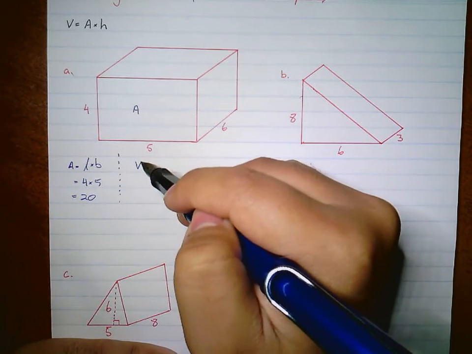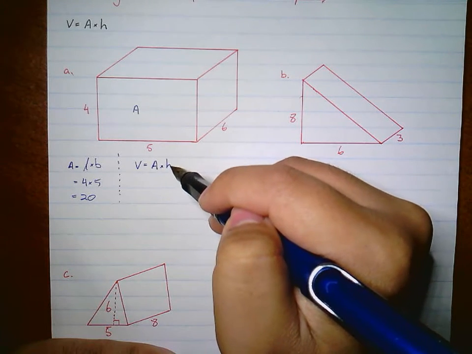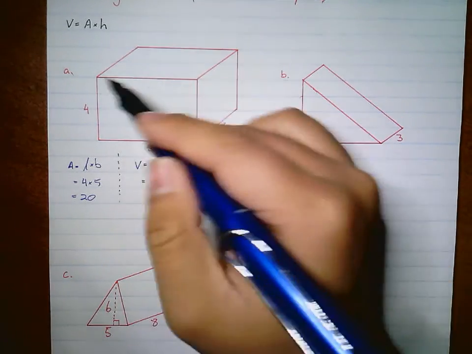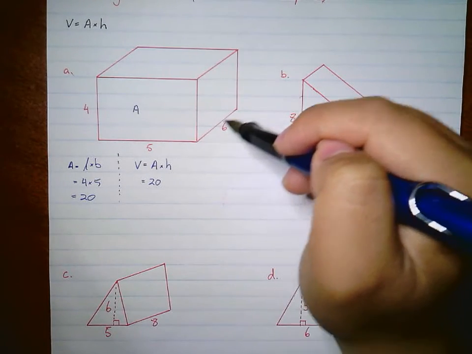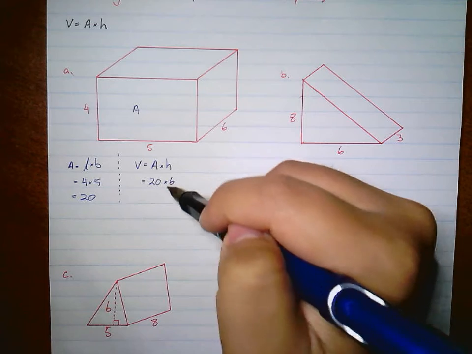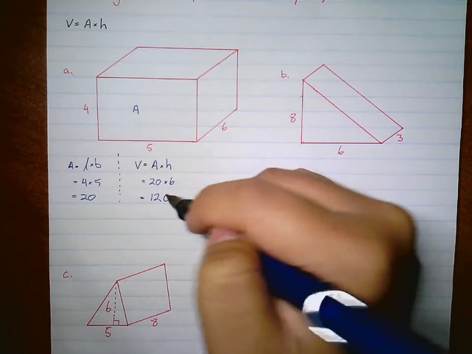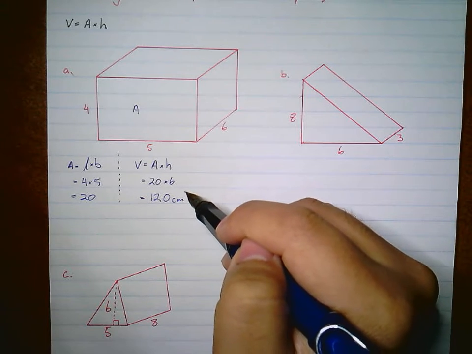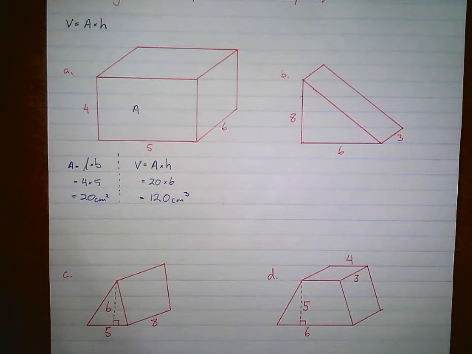And from here we shall calculate the volume, which is equal to the area times the height. We already know that the area of this face is 20, and all we have to do is multiply it by the depth or the height there, so times 6. 2 times 6 is 12, 20 times 6 is 120, and for this video let's just make them all centimeter cubed. Sorry, they should be centimeter squared. So let's move on to the next example.